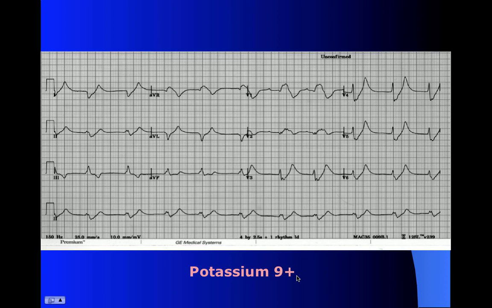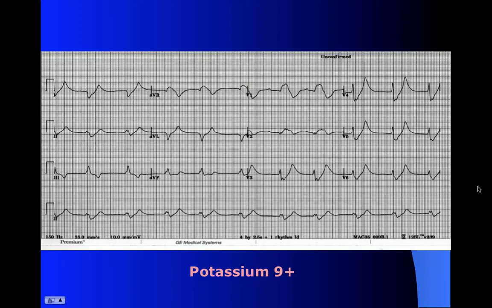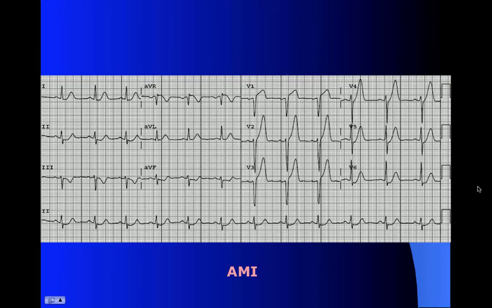This is over 9. We're starting to lose voltages now. It's just kind of a more subtle sine wave pattern. And this should really make you think you want to treat them. Now, again, compared to the MI, look at this. You've got the fatter, more asymmetric T waves. Otherwise, it's a more normal pattern. You still have P waves and so forth. These are not the same thing.